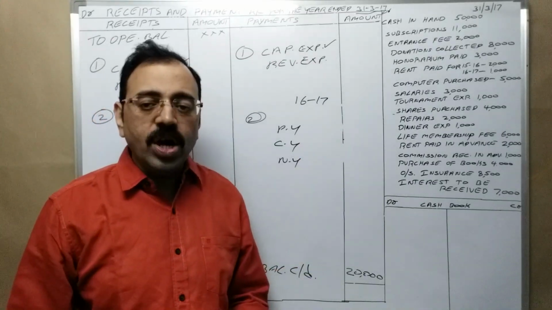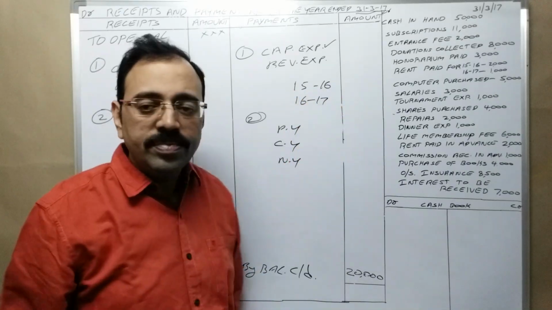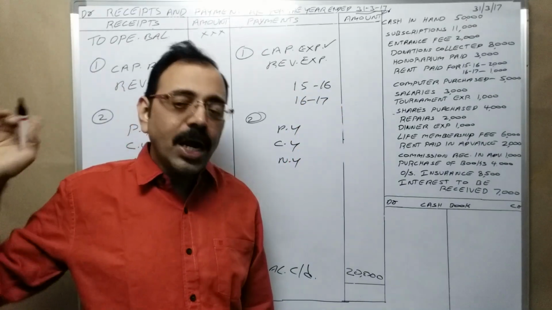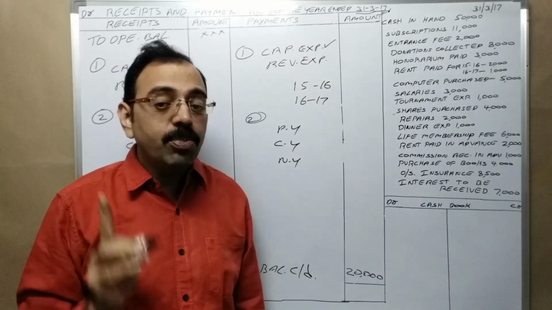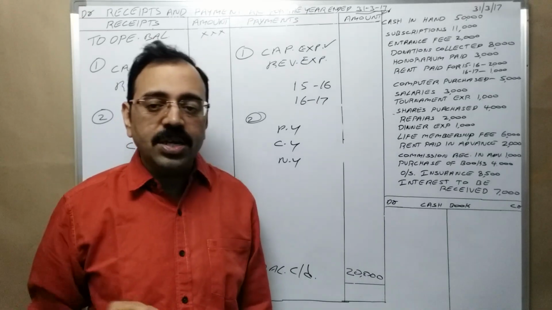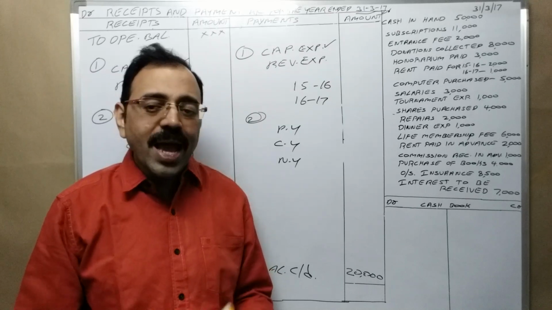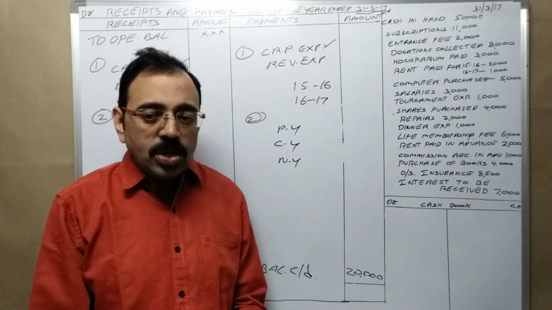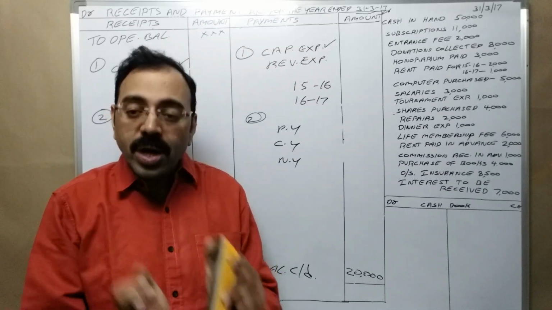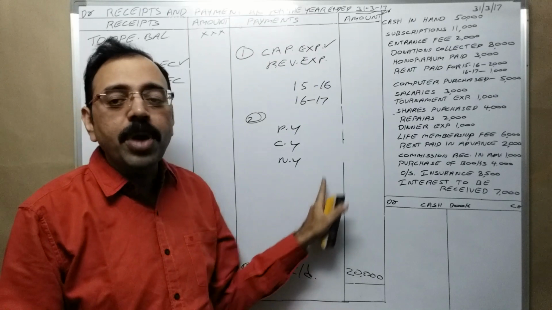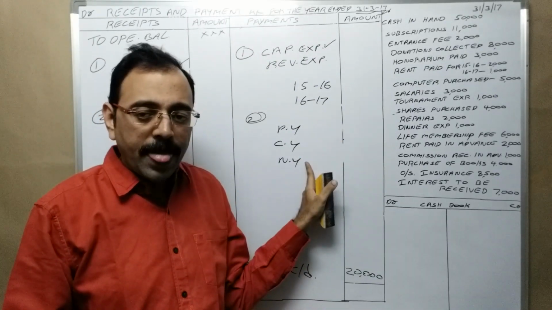Last year, what is the previous year? 15-16. Last year, we had to pay 4,000 rupees salary. Expenditure belongs to which year? Last year. But when we paid that in current year, in which year cash is going? Current year. So even though that expenditure belongs to previous year, you should write that in current year receipts and payments account. Why? Because in current year only cash is going.